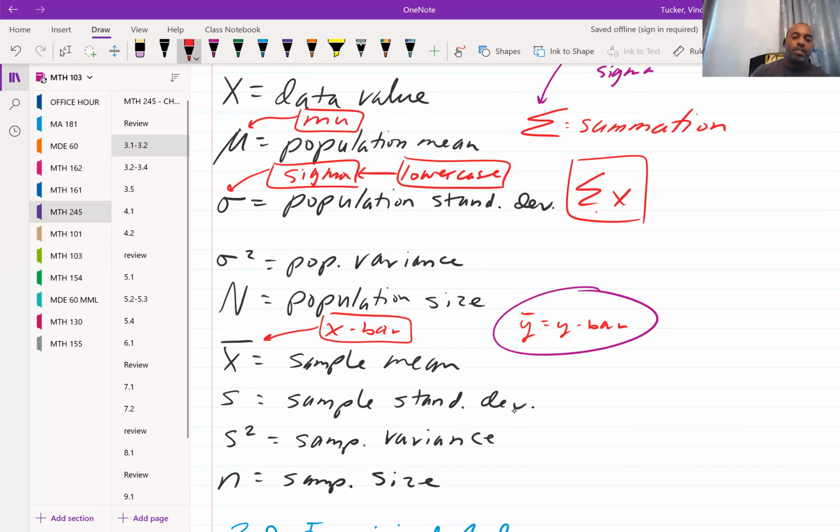The lowercase s, just a regular lowercase s, is your sample standard deviation. S squared is your sample variance. And then lowercase n is your sample size. Capital N is your population size. Lowercase n is your sample size.